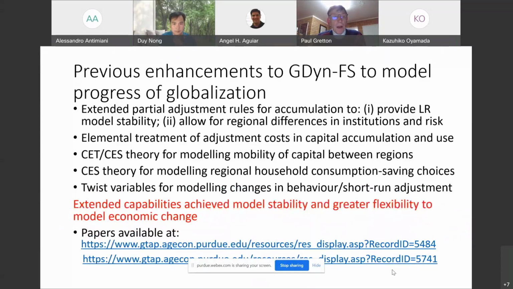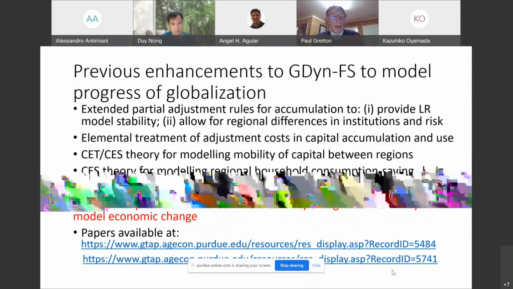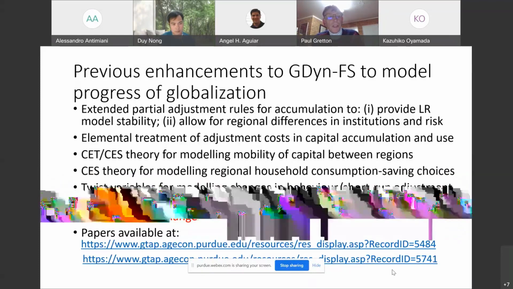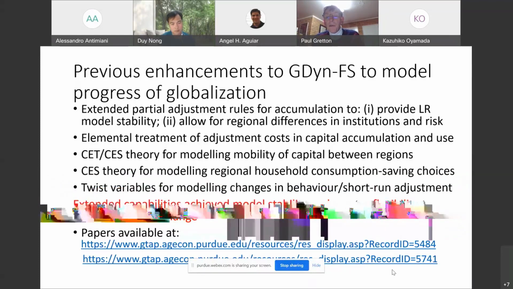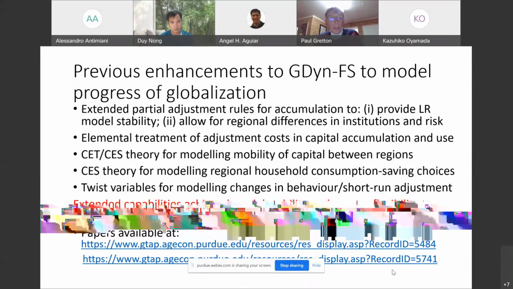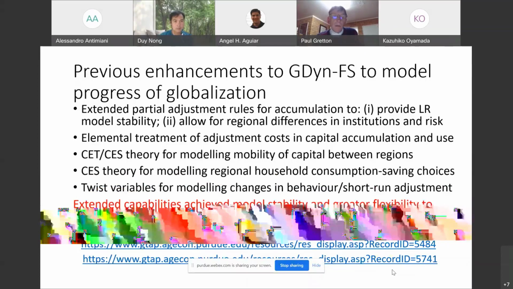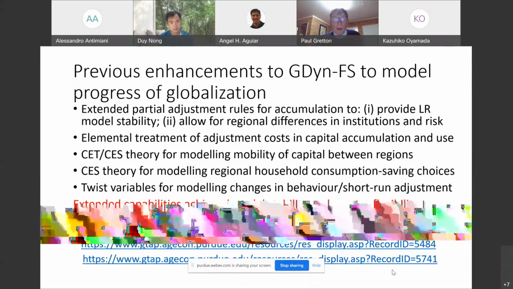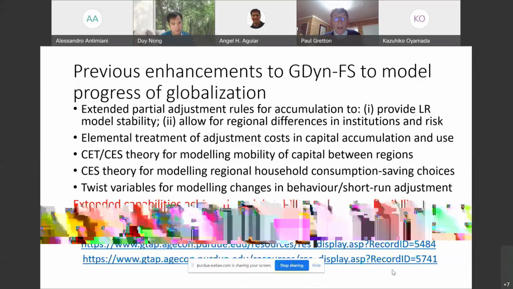model. I've added a CET-CES theory for modeling mobility of capital between regions. So I've got capital inflows and capital outflows of the original model, but with a CET-CES function. I've introduced CES theory for modeling regional household consumption and savings choices. And you'll see that'll become quite important shortly through the use of twist variables for modeling changes in behavior and short-run adjustment. So the extended capabilities achieve model stability and greater flexibility. And that's covered in my previous papers.